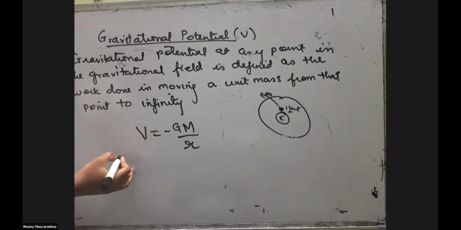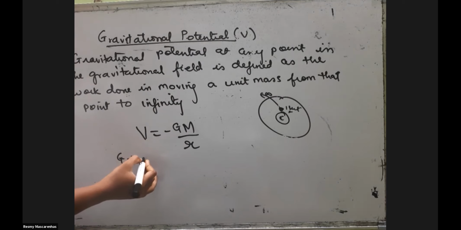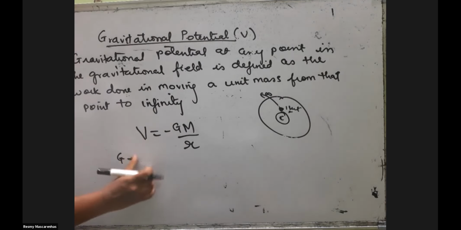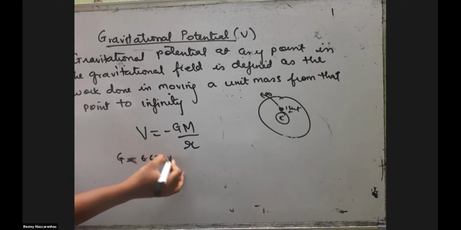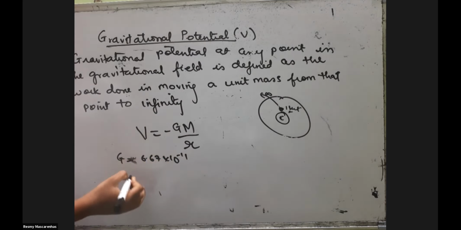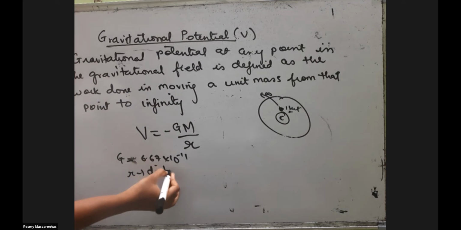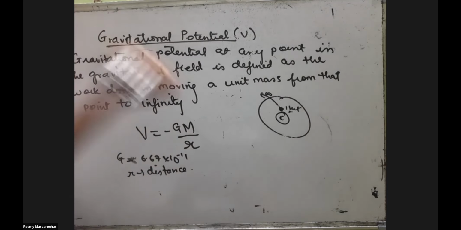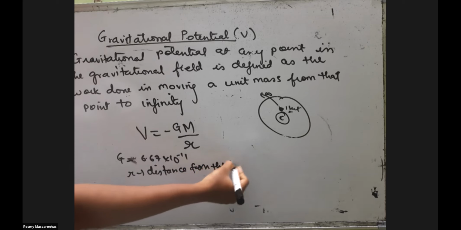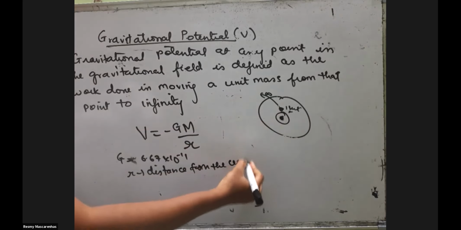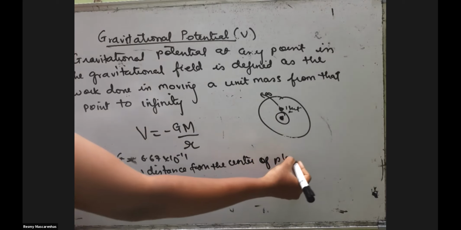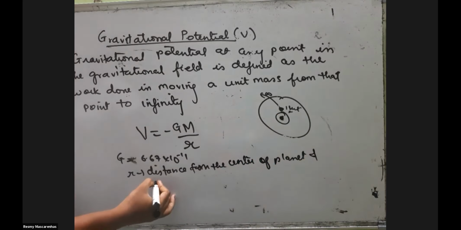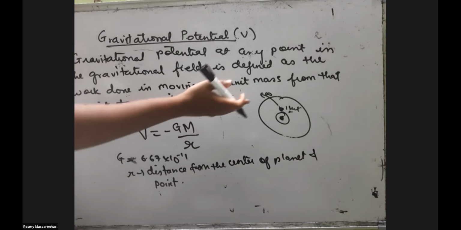Where G is nothing but the gravitational constant. You know already it is fixed. G is 6.67 into 10 raised to minus 11. R is the distance from the center of whichever planet to the point to which it has been taken. M will be definitely the mass of the planet.